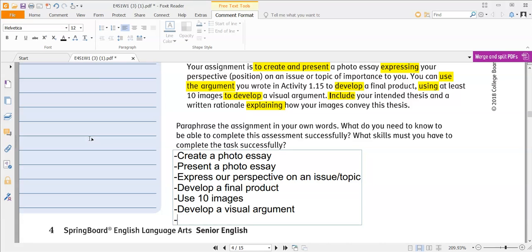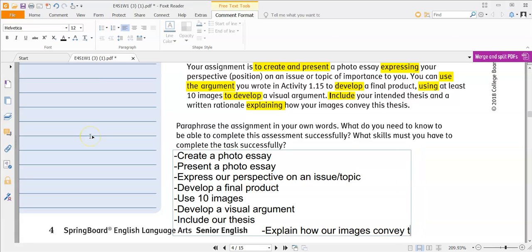We're supposed to include our thesis. And last but not least, we're supposed to explain in our rationale how our images convey this thesis. So those are the different things you're going to need to do for the final task of this unit.